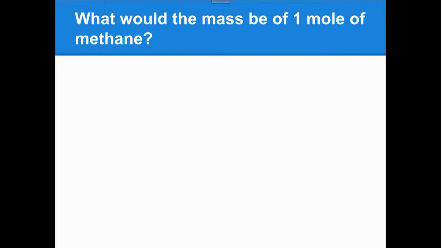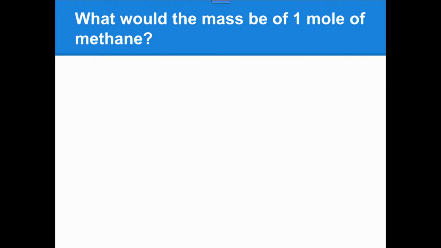So what if you got this question? What would the mass be of 1 mole of methane? Last night's homework, you had similar questions to this. They asked you what would the mass be of 1 mole of carbon, for example, a single element. But now they're giving you a compound, multiple elements that have been bonded together to create this compound. So how do we do that? We can't just look up methane on the periodic table and do our little conversion factor of 1 mole is equal to the mass in grams from the periodic table.